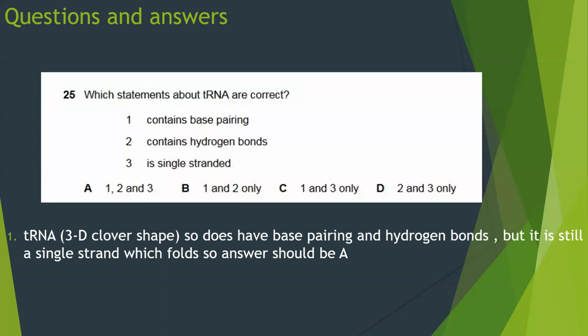So let's just cover some question and answers really quickly. This question says, which statements about tRNA are correct? Contains base pairing, contains hydrogen bonds, and is single-stranded. So I'll give you a second to think, and I'll explain this.